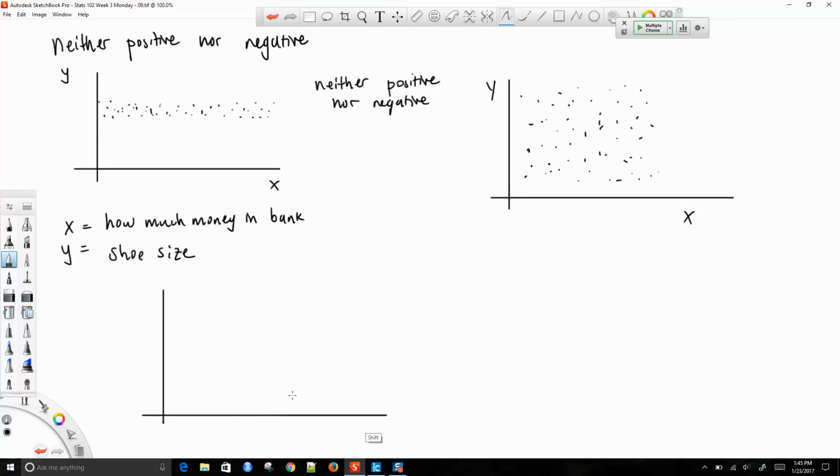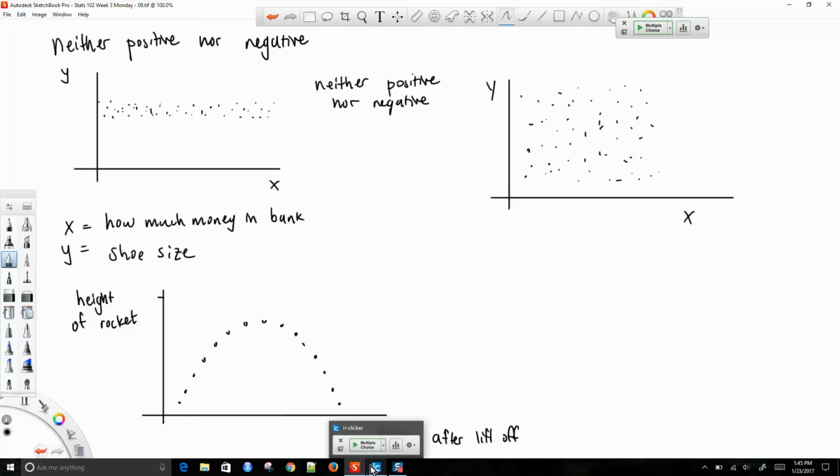But also, neither positive nor negative would be something like this. This could be time after liftoff, and this could be the height of your rocket, something like that. So this would be neither positive nor negative.